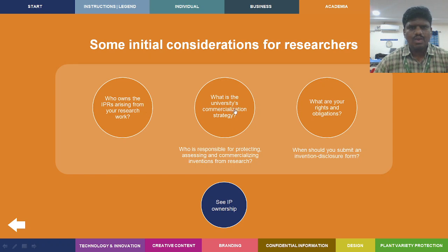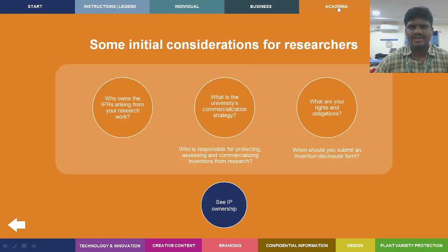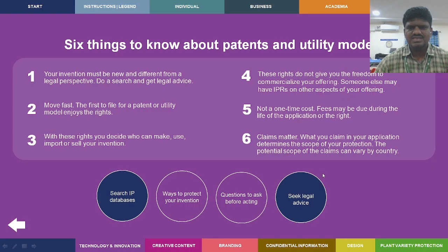Now come to the university's commercialization strategy. These things I already told you. Next, before going to patent, I already told you that you have to search the IP database to see whether similar products are patented or not. Then only you go to the patent, right? So what are the rights and obligations? Very important. I already told you these are the rights and obligations, and discover your patent.